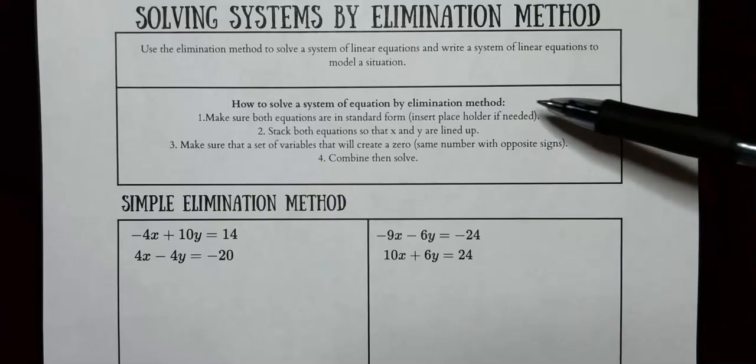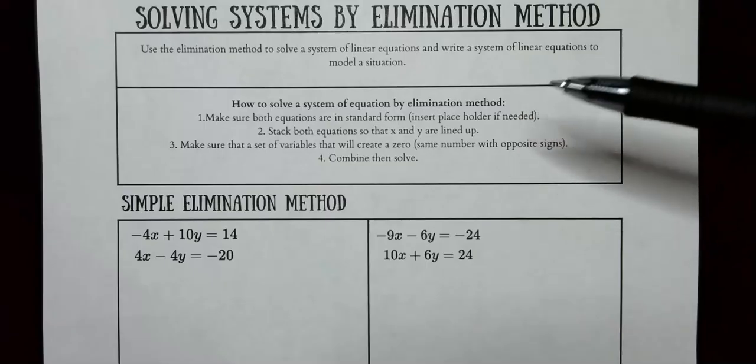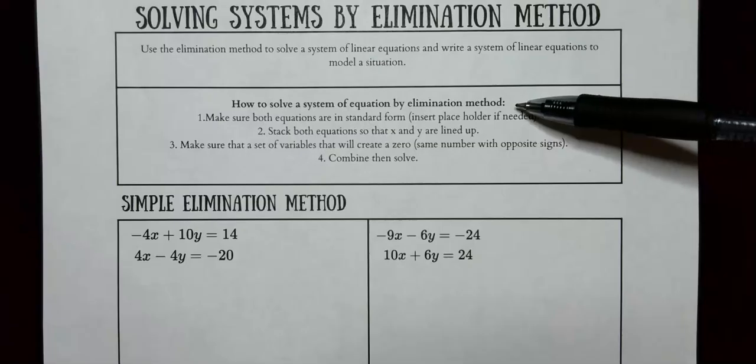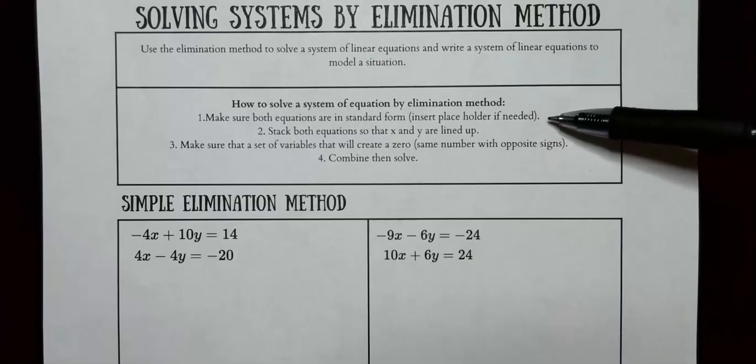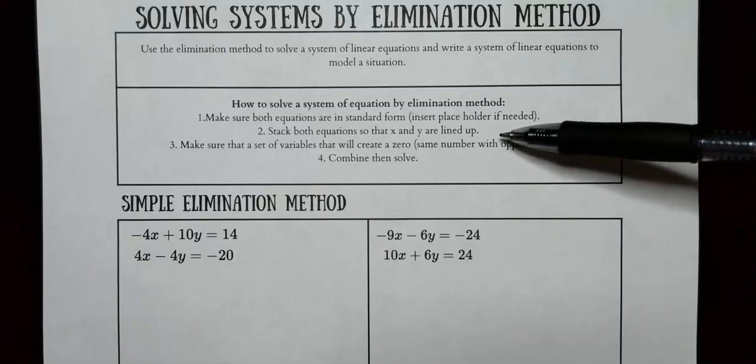So we need to be able to create a 0 to eliminate a variable and be able to solve a system of equations. So let's look at some of our examples so I can show you how we can create those zeros and use the elimination method to find a point of intersection.